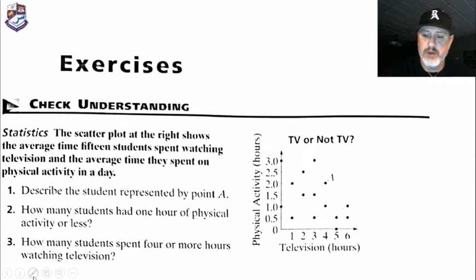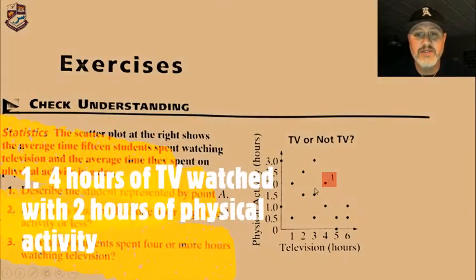Describe the student represented on point A. So if we look on point A, we can see that they watched 4 hours of TV and they had 2 hours of physical activity. So that would be the answer, 4 hours of TV watched with 2 hours of physical activity.